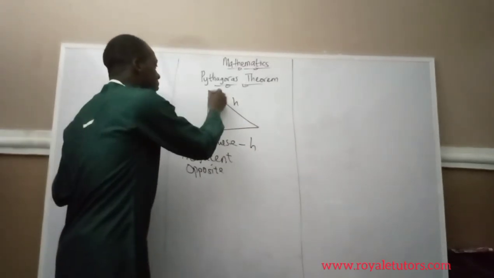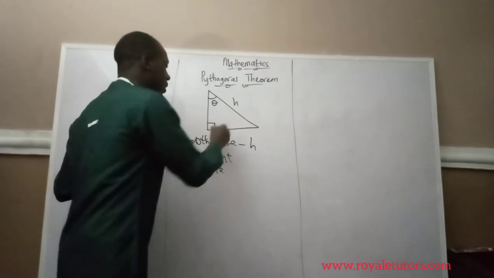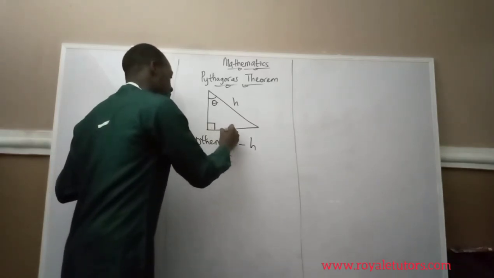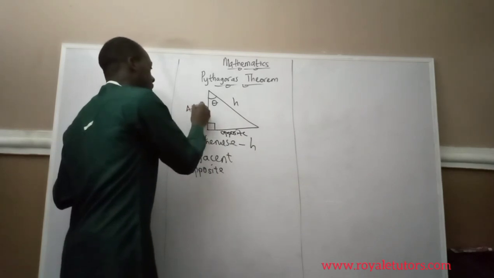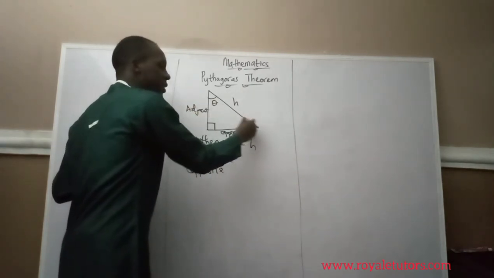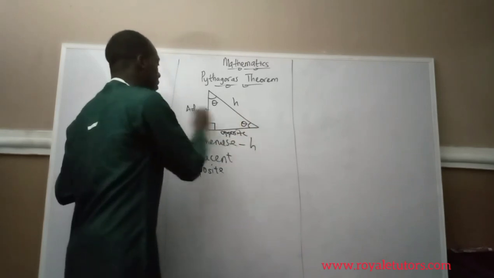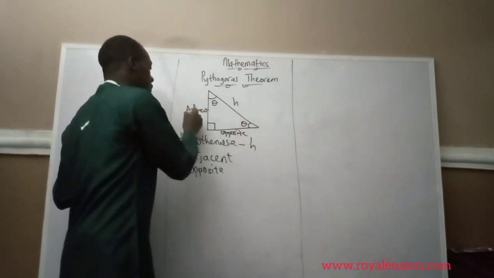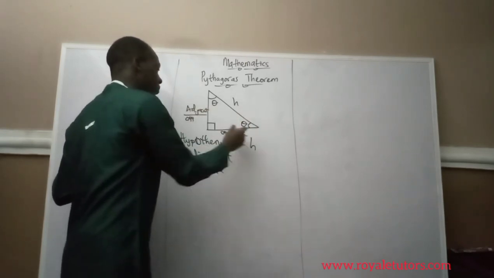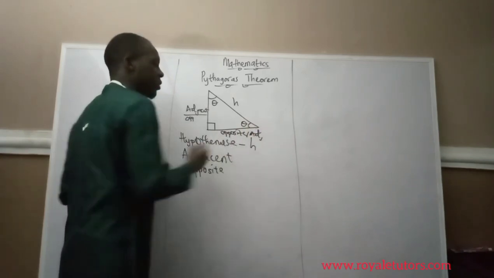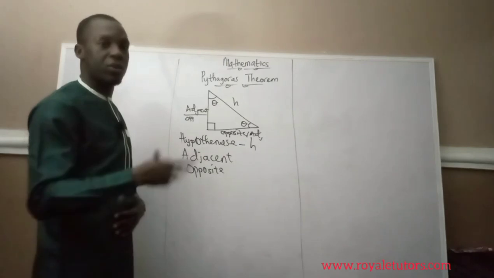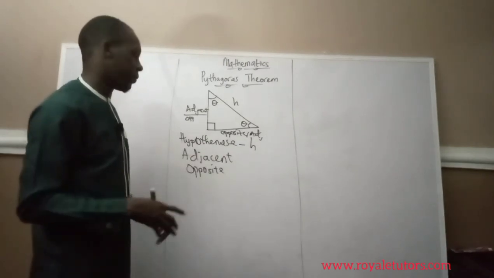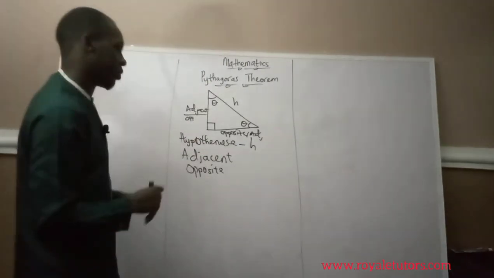So if this is my angle theta, the given angle, this side is called the opposite, while the other side is called the adjacent. While if this side is the given angle, this side will be called the opposite, while this side will be called the adjacent. We understand what I mean by if this side is the given angle when we talk about another thing. So now, what does Pythagoras theorem state?